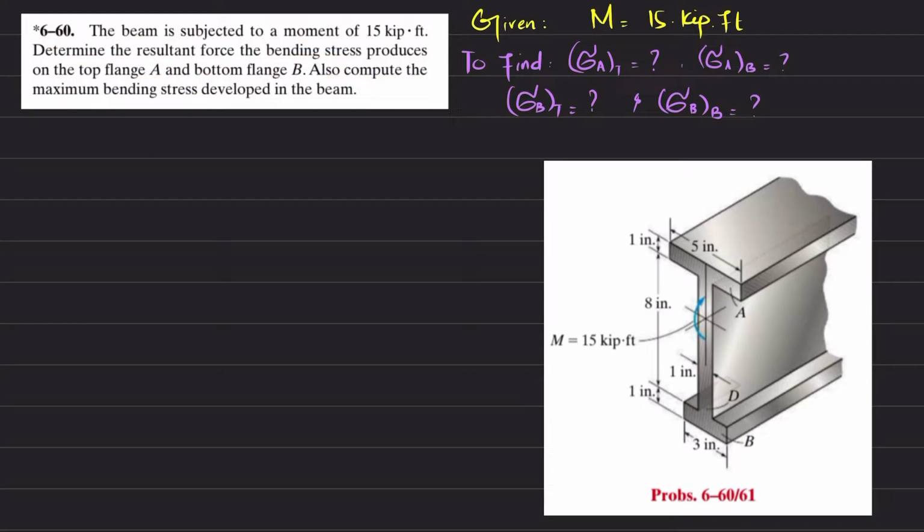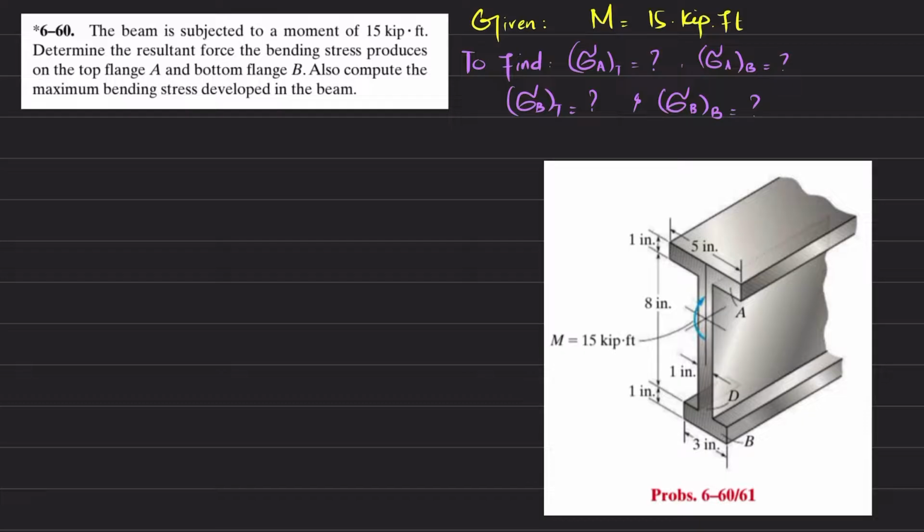You can see this is the cross section of this beam, and the moment that is given is 15 kip-feet. All the dimensions of this cross section of the beam are given here. The thickness of this flange is 1 inch, width is 5 inch, the height of this web is 8 inch, and this flange has a thickness of 1 inch and a flange width of 3 inch.